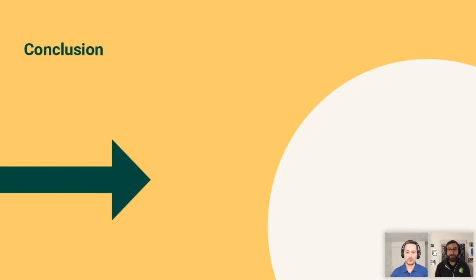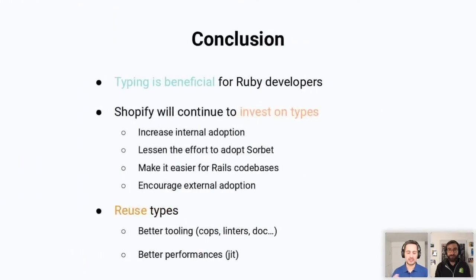Okay, so what are some of the key takeaways from all the things that we talked about before we get to your questions. First of all, I think we have found at Shopify that typing is beneficial for Ruby developers as well. Our experience tells us, the developers within the company tell us, that they get benefit from typing. So we will continue to invest in types at Shopify.